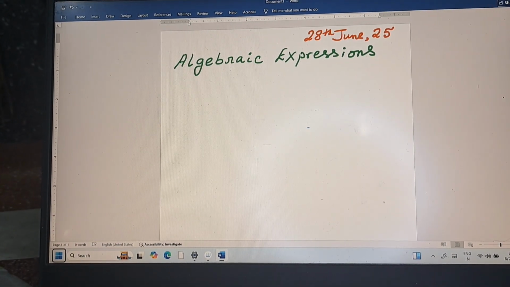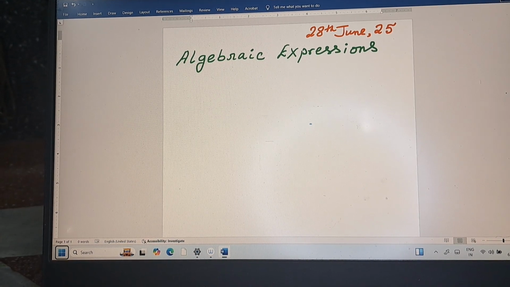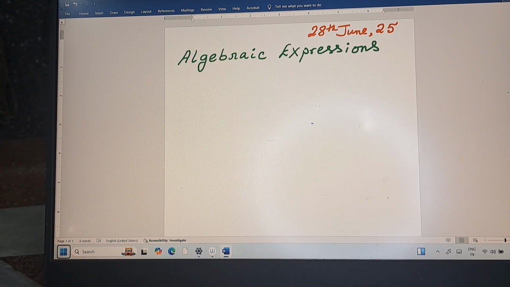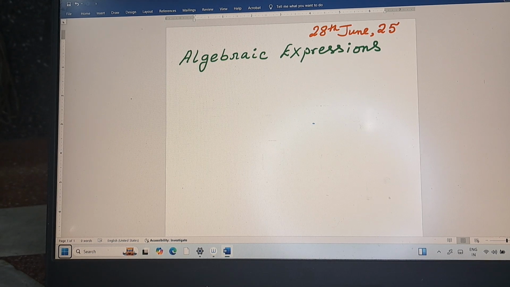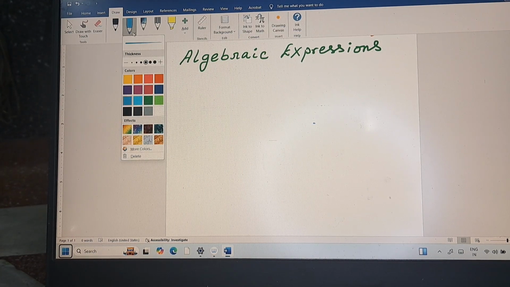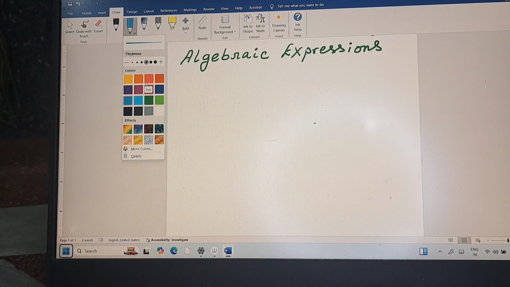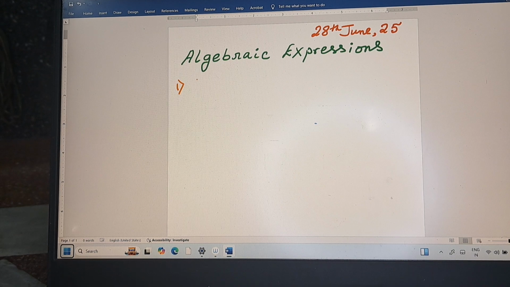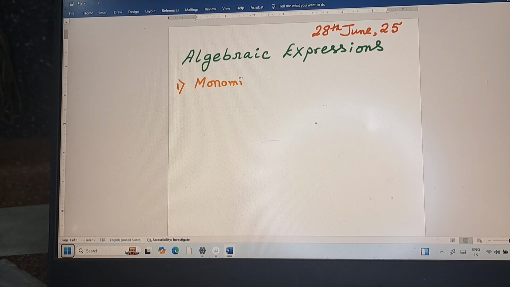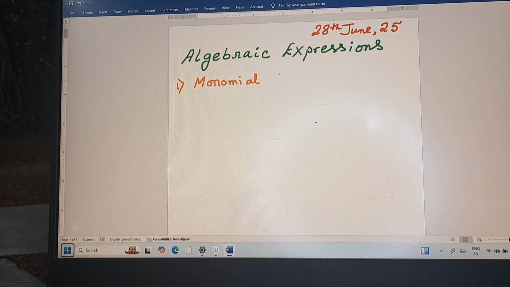So students, here we will first understand the types of algebraic expression. So the first one, number one, is called monomial. What do you mean by monomial expression? An algebraic expression having only one term is called a monomial.